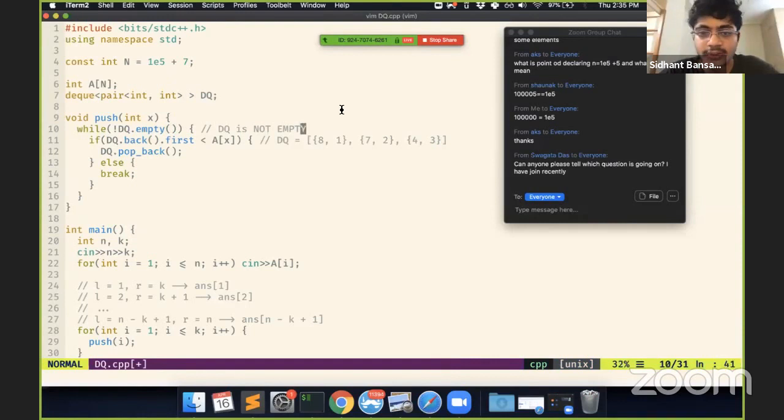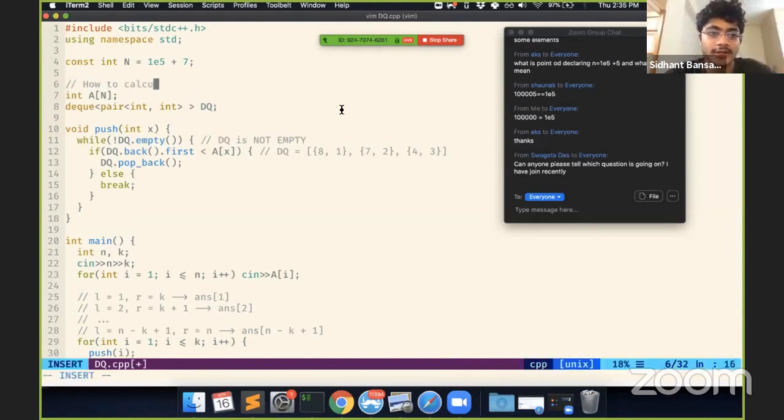Okay, Swagat, the question that's going on is a theory question, and it was mentioned in the theory discussion, the topmost voted question, which is basically how to calculate the max for every subarray of size k in O(n).